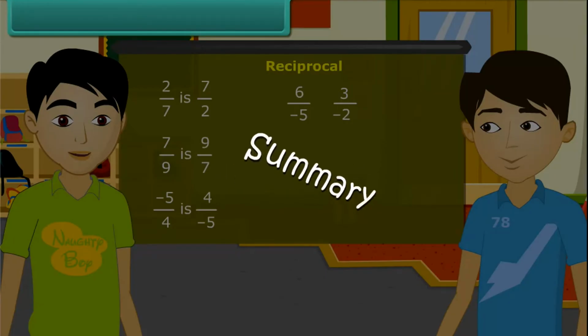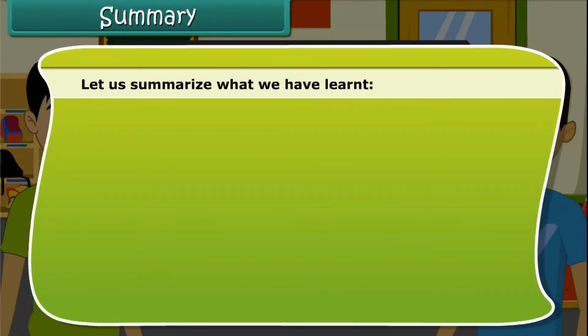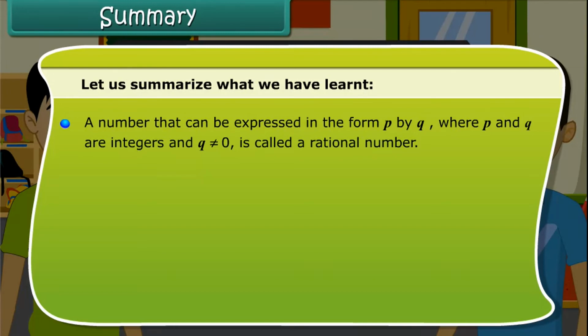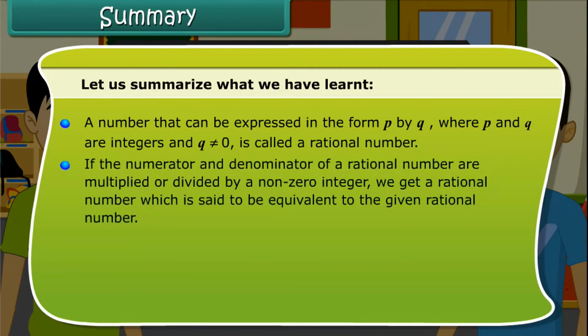Summary. Let us summarize what we have learned. A number that can be expressed in the form p by q, where p and q are integers, and q is not equal to 0, is called a rational number. If the numerator and denominator of a rational number are multiplied or divided by a non-zero integer, we get a rational number.